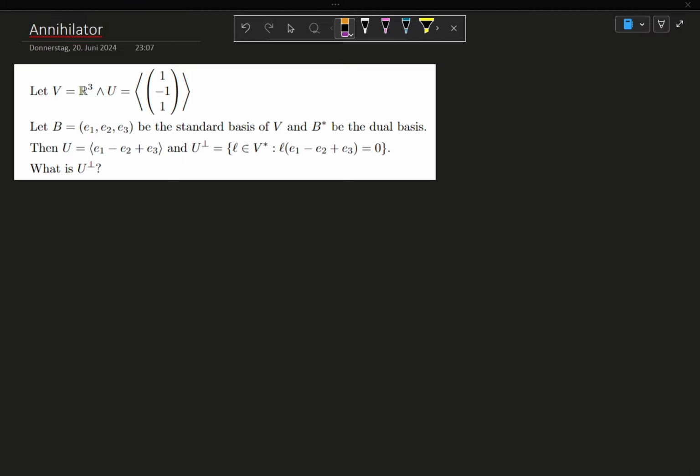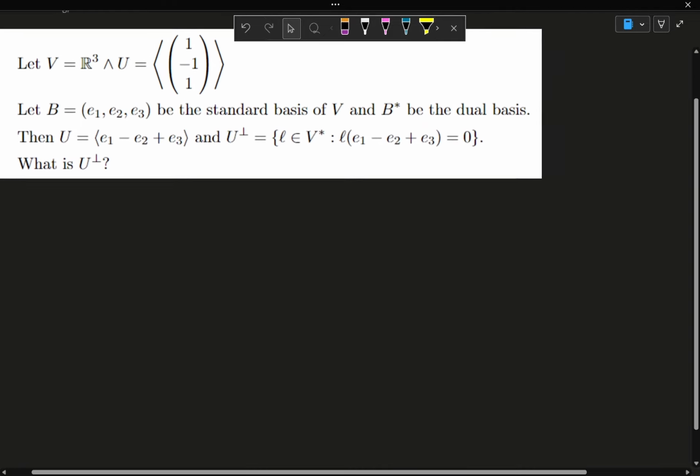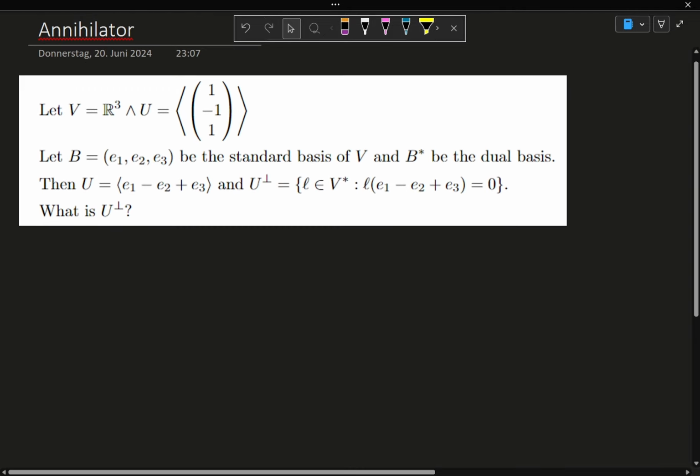In this video, we will be going over an example of the annihilator. If you want a formal definition and an intuitive video, there will be one soon, but for now we will just go over an example. So we are given the following problem.